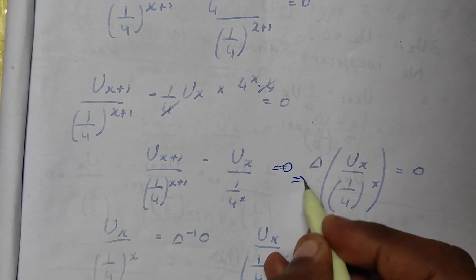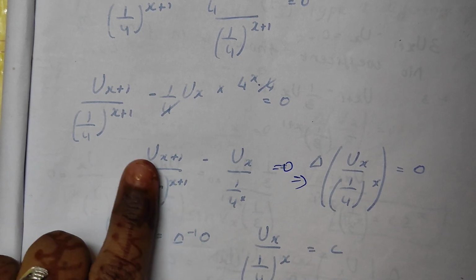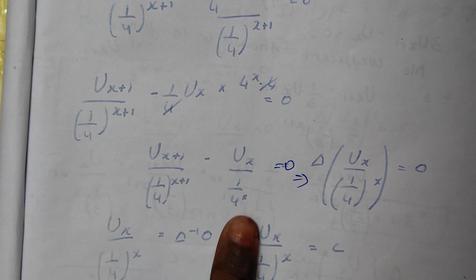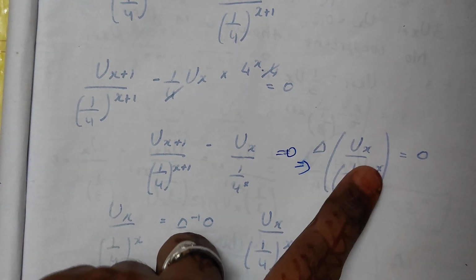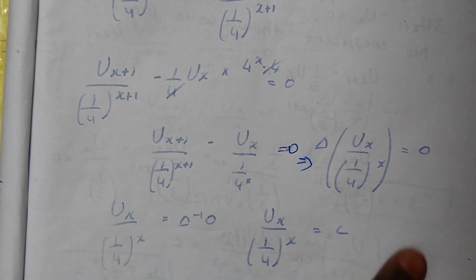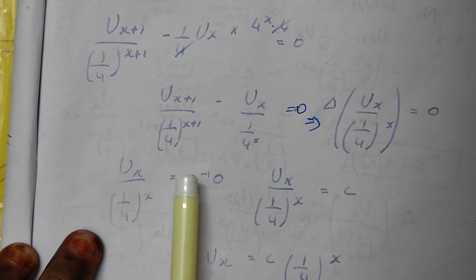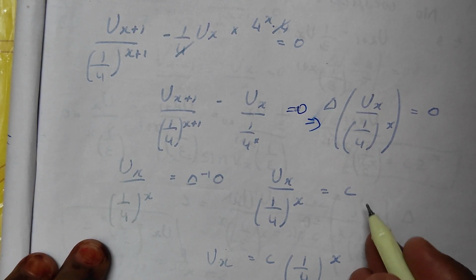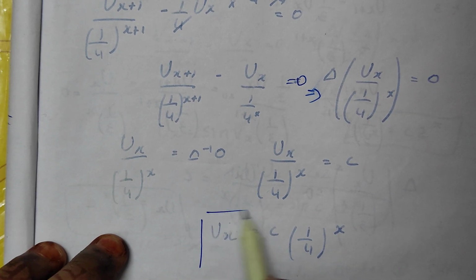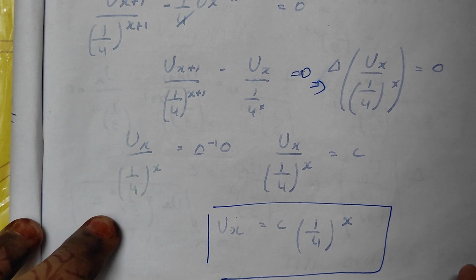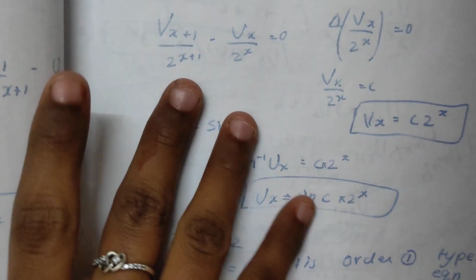It is like a successive difference, right? Here we have x plus 1 and here we have x. So we can write it as delta of u(x) divided by (1 by 4) to the whole power x equals 0. Bring this delta to this side, delta inverse will come. Delta inverse of 0 will give you c, and then bring the (1 by 4) to the whole power of x to this side. So u(x) equals c into (1 by 4) to the whole power of x will come. So this is of first type.